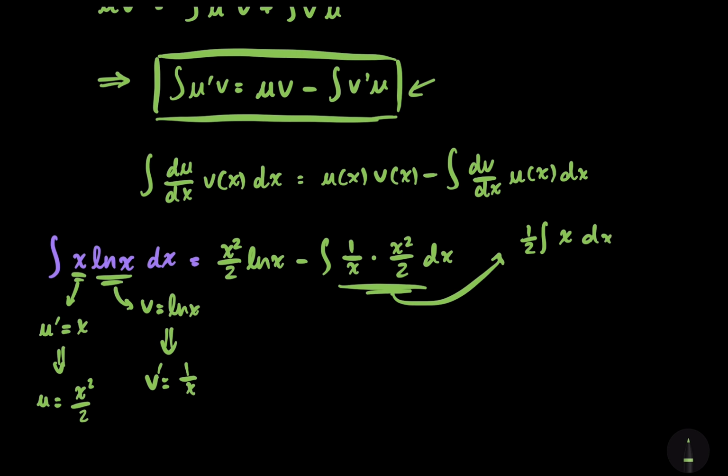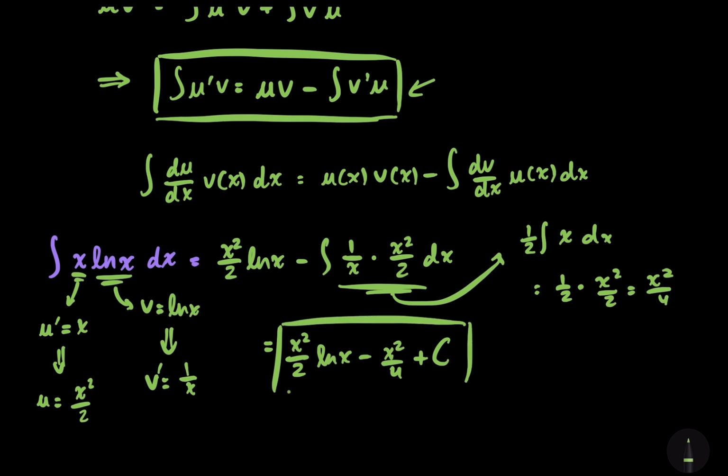And so it's a very simple integral. We know that's just going to be equal to 1/2 times x squared over 2, which is equal to just x squared over 4. And then ultimately, we'll just put that back into this equation. So this is equal to x squared over 2 natural log of x minus x squared over 4. And then we just have the plus c at the end because it's an indefinite integral. And so that right over there would be our final answer.